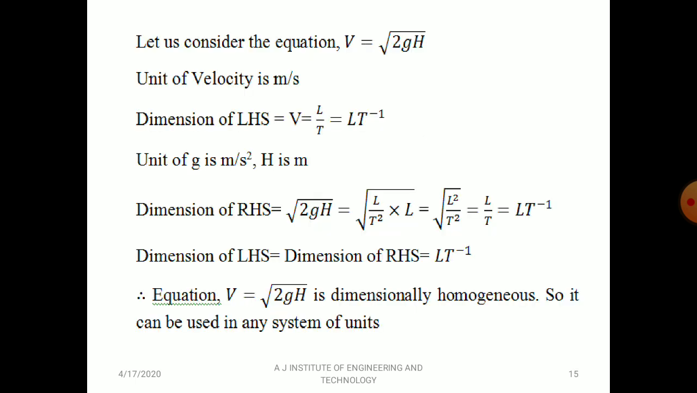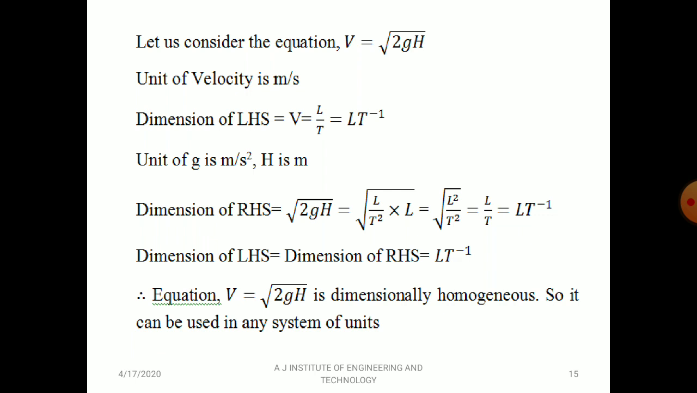So let us consider the equation for velocity as v equal to square root of 2gh, where the unit of velocity is meter per second. So what is the dimension of LHS? It is velocity. For meter it is capital letter L, and for second it is T, L by T. So L into T to the power minus 1 is the dimension for LHS. Then the unit of g on RHS is meter per second square, because it is acceleration due to gravity, and h, that is the height or head, is measured in meter. So the dimension is L. Now for the dimension of RHS, square root of 2gh, we are supposed to calculate the dimension.